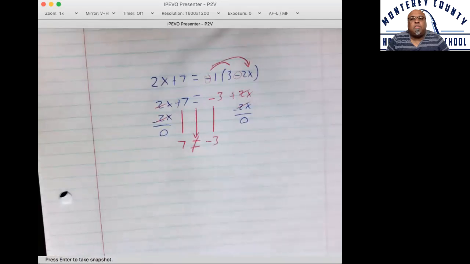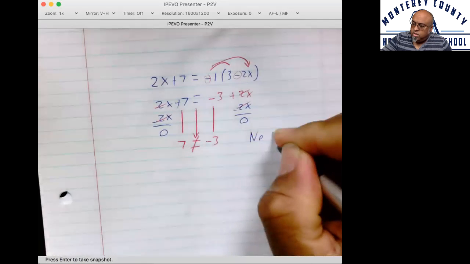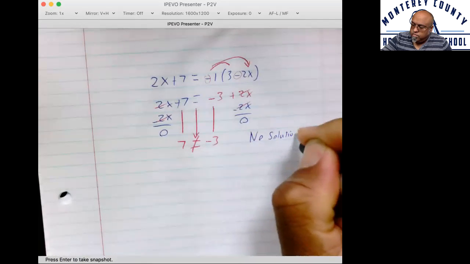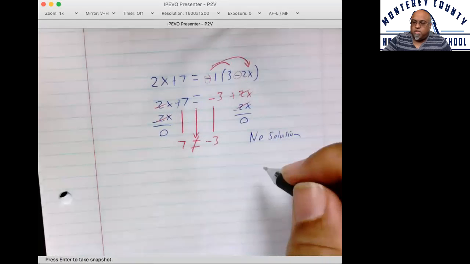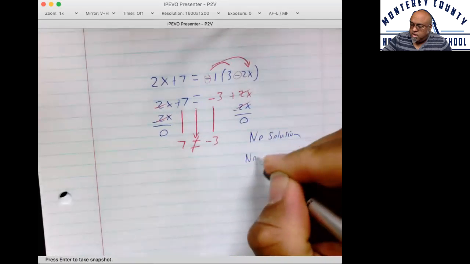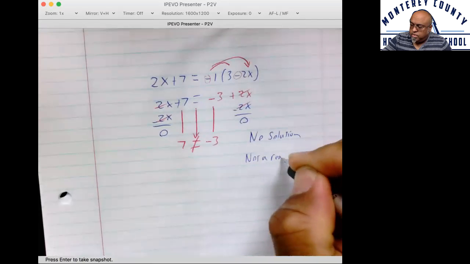Now you don't want to assume this until all the variables have either been solved for or eliminated. Okay, so in this case, the variable has been eliminated because when I subtracted 2x from both sides, it completely got rid of the variable altogether. Since what was left was not equal, then we know that this is not an equation. So you would say no solution, okay? Which is just sort of a mathematic way of saying this is not a real equation.